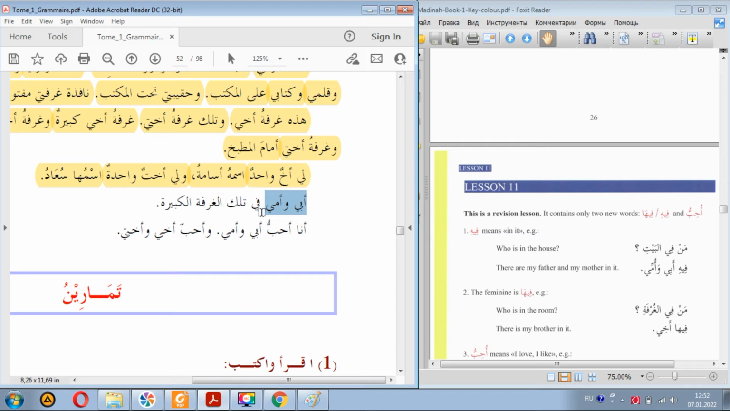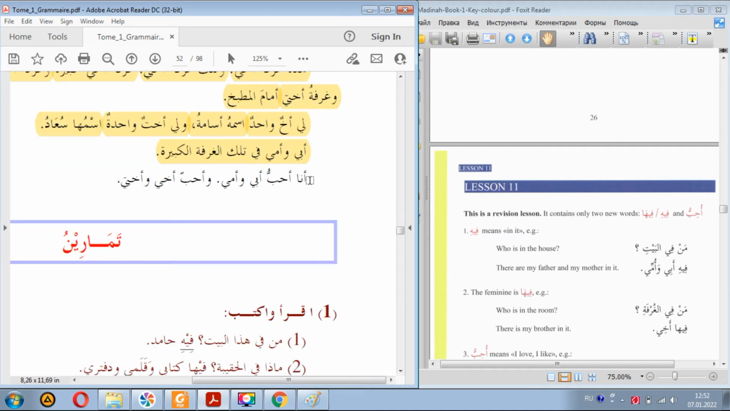أبي وأمي في تلك الغرفة الكبيرة. My father and my mother are in that big room. أنا أحب أبي وأمي. I love my father and my mother. وأحب أخي وأختي. And I love my brother and sister.